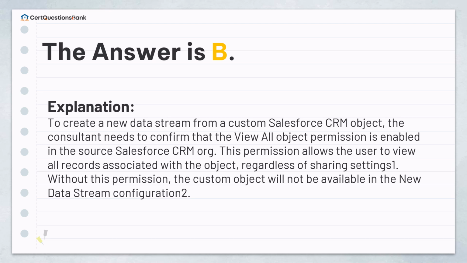To create a new data stream from a custom Salesforce CRM object, the consultant needs to confirm that the View All Object permission is enabled in the source Salesforce CRM org. This permission allows the user to view all records associated with the object, regardless of sharing settings. Without this permission, the custom object will not be available in the new data stream configuration.